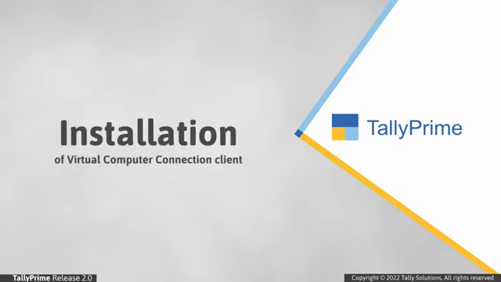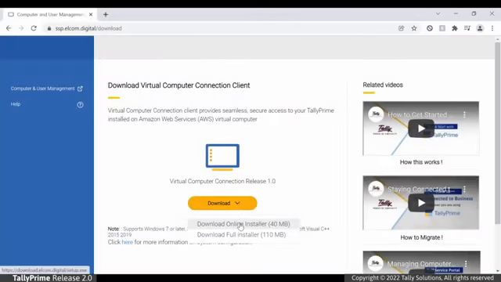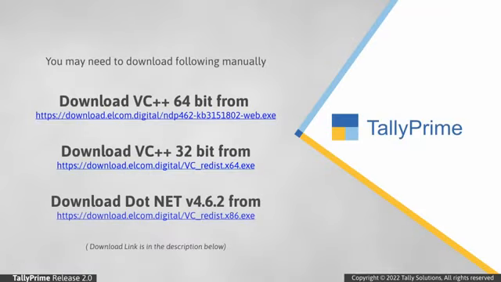Installation of virtual computer connection. During virtual computer connection client installation, all the required components such as Microsoft .NET Framework 4.6.2 and Microsoft Visual C++ 14.29 are installed. In case the components are not installed due to environmental issue, then the client is not installed. We recommend you to download these components manually using the link shown and install the components one by one. Once you install these components successfully, you can proceed to install Virtual Computer Connection Client.